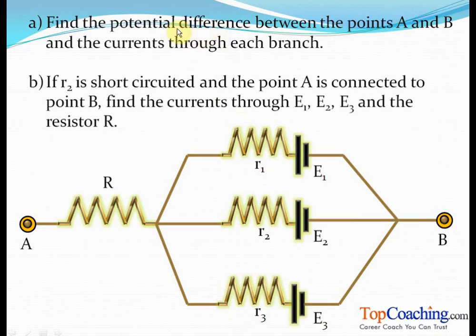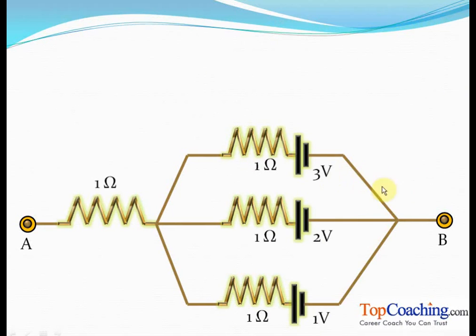We have to find the potential difference between the points A and B, and then we have to find the current through each branch of this circuit. Now, to calculate the potential difference between the points A and B and the current through each branch of the circuit, we need to apply Kirchhoff's laws. So let's apply it. Let's assume that a current I is flowing from the end A.